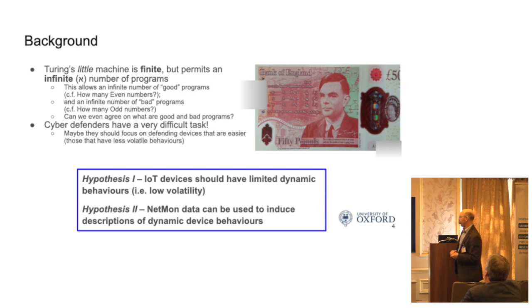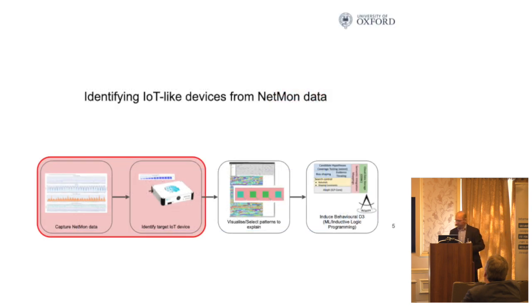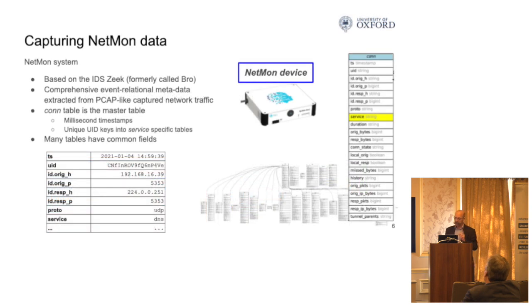So my hypotheses here are, hopefully, these IoT devices are relatively simple and they should do a limited number of dynamic things. They should be low volatility if you watch what they're doing. And my second hypothesis is that we can use the data that we see on the network to induce descriptions of dynamic behaviours. So as a bit of a tool chain, the first set of slides is about capturing the data and identifying an IoT device.